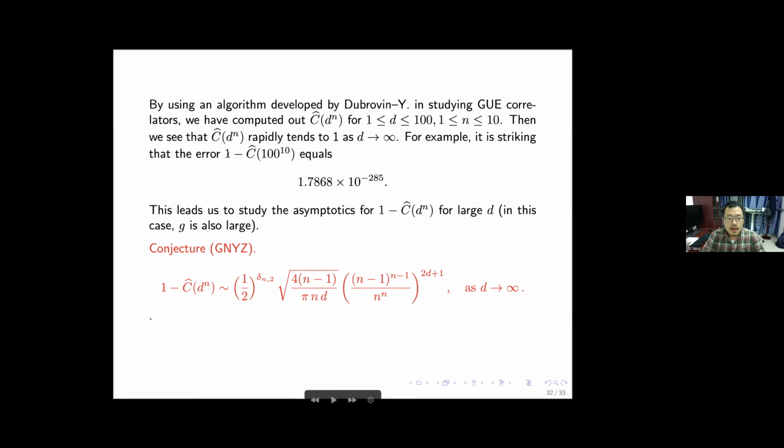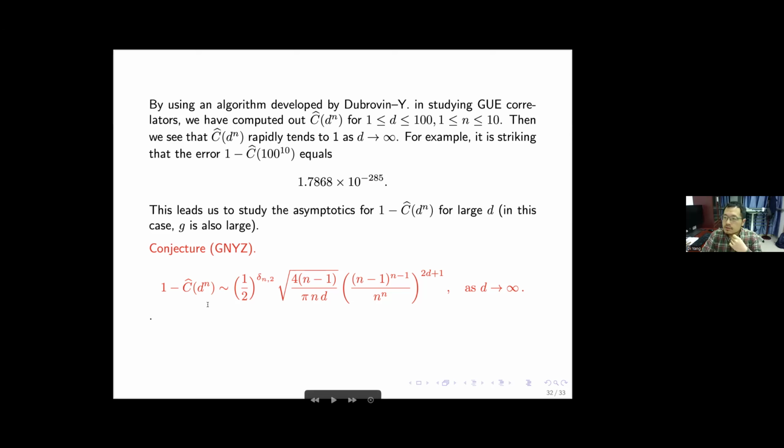For example, the error of 1 minus this C_100^10, where this C hat is still renormalized 1. So C tends to 1 over pi, C hat tends to 1. But they're actually very, very close to 1. So there are 285 digits, 0.000. So we want to give the exponential asymptotic.